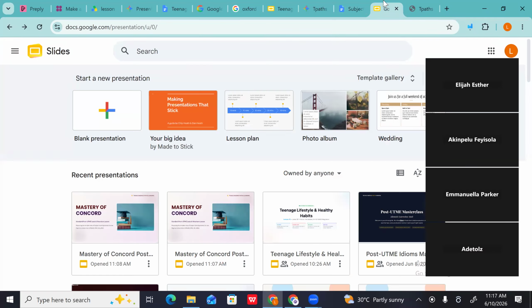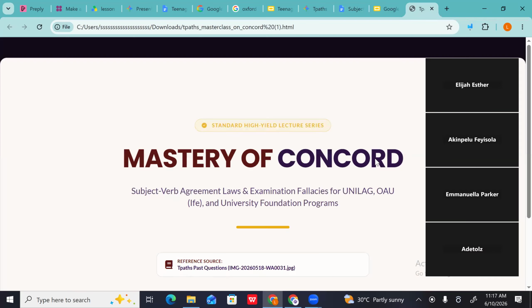Okay, in today's lesson, we're going to learn about Concord. I believe many of you, this is not your first time hearing the word Concord. Literally, it means subject-verb agreement. That's laws and examination fallacy for Unilag, OAU Ife and University Foundation Program. And in every sentence, the subject and the verb must agree.